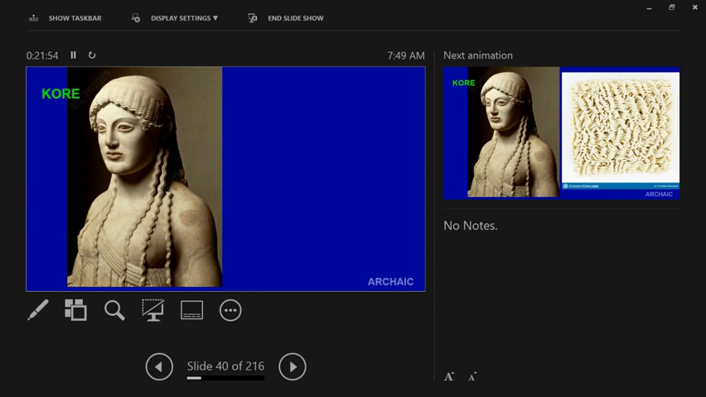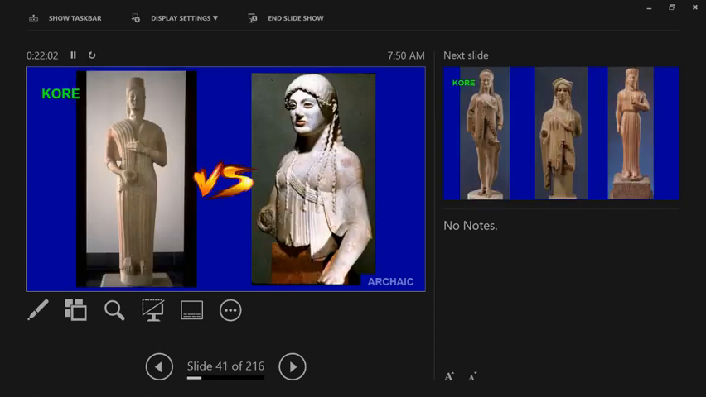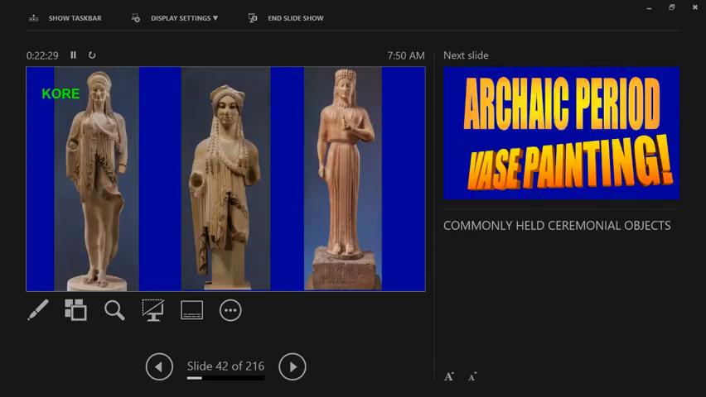But you know what it looks like to me? It looks like ramen. It looks like these people have ramen for hair. But I want you to look at how far the Kore has come from the one on the left, the Berlin Kore, who looks like a block of stone. Now the one on the right looks so much more realistic, not very realistic, but a lot more realistic than the Berlin Kore. And you can see that the clothes and the hair are now going around the forms.